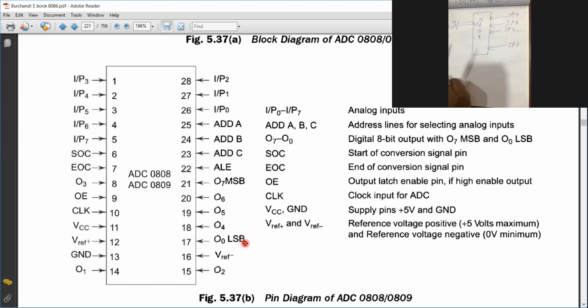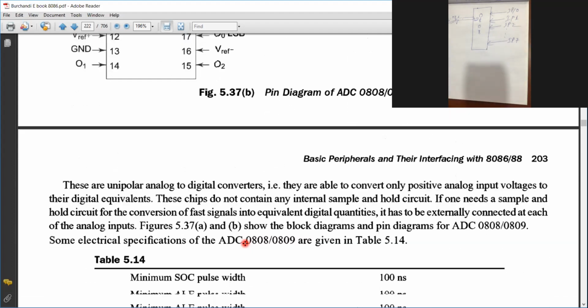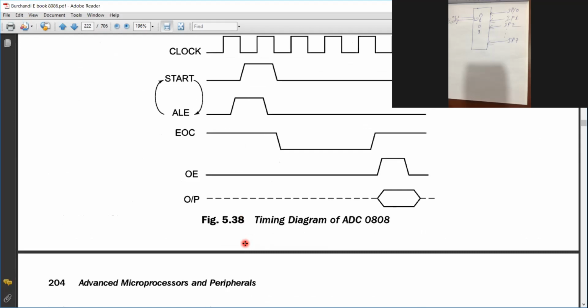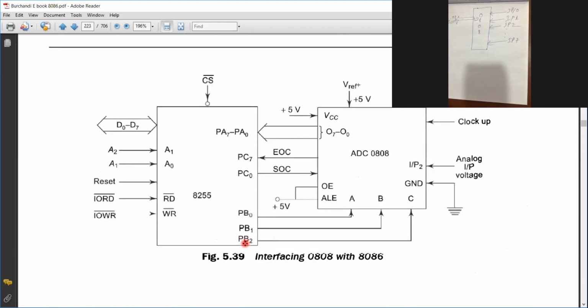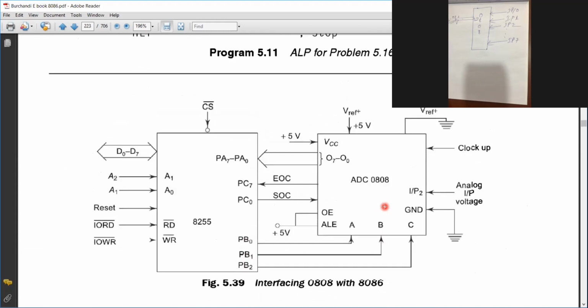Next question is how 8 channels can be converted? Not at a time. That's why there are 3 selection lines, address A, B, and C. If I go to the diagram, you will see. Just see, this is A, B, C. Can you see A, B, C? This is A, B, C.